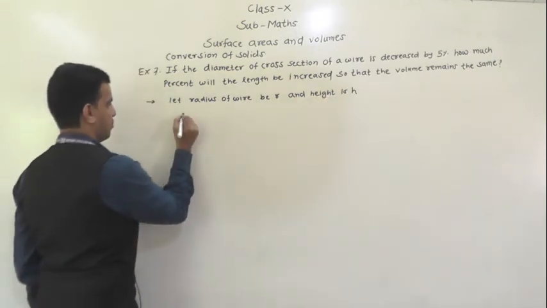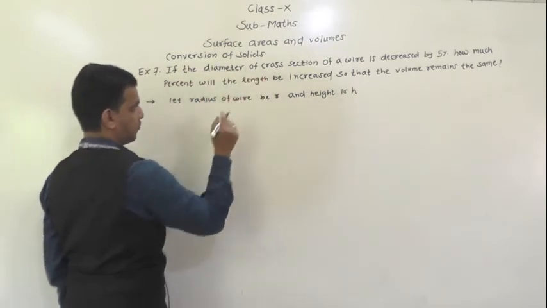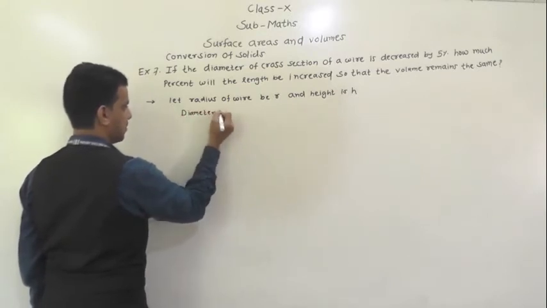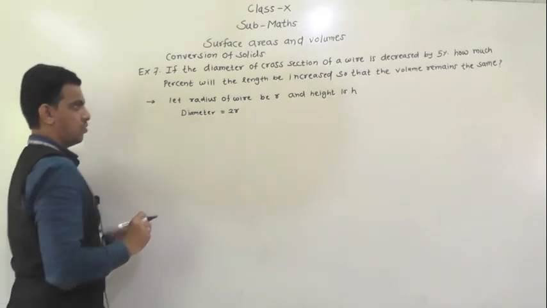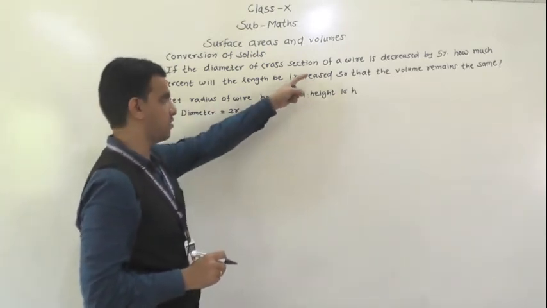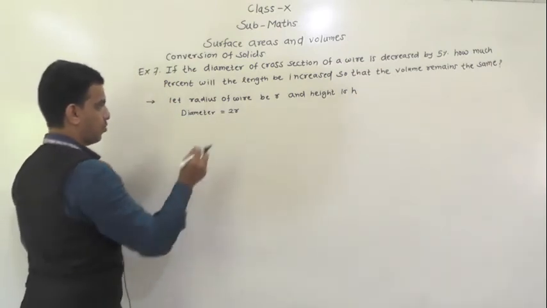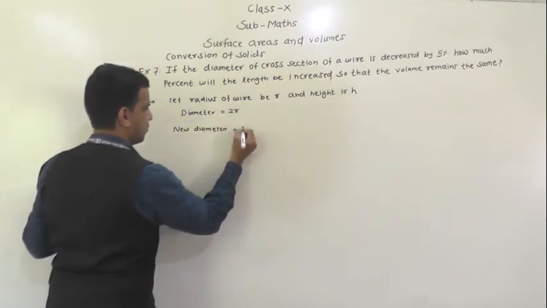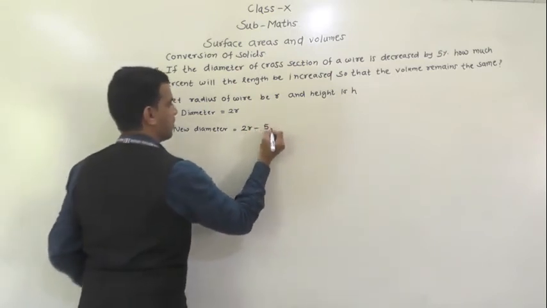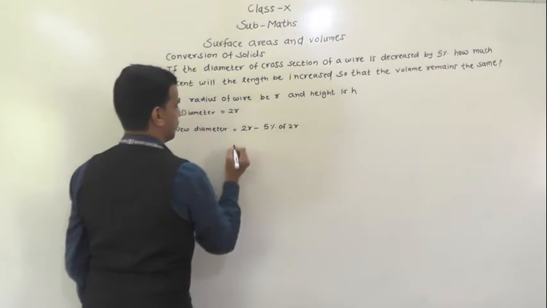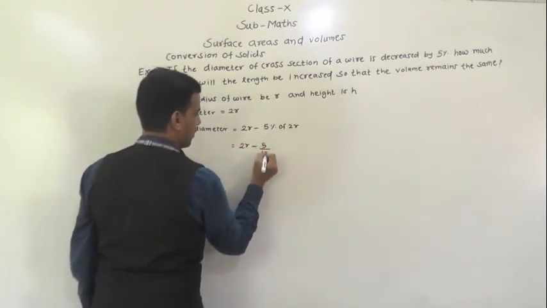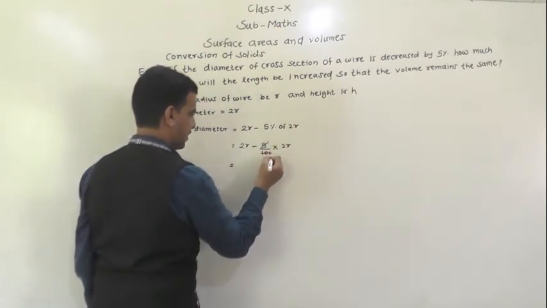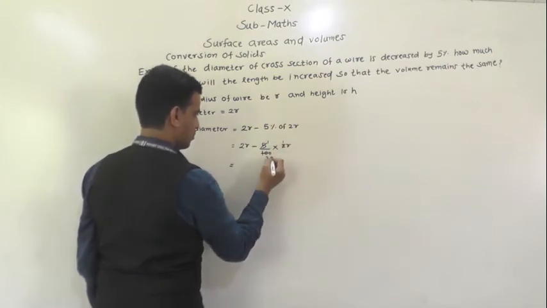Now what is given? The diameter of the cross section of the wire is decreased by 5%. If the radius is R, the diameter is equal to 2R. Now for the new diameter, we have to subtract 5% of the original diameter. So the new diameter is equal to 2R minus 5% of 2R, so 2R minus 5/100 into 2R. So it is 5 under 5 is 20, this is 2 under 2 is 10.